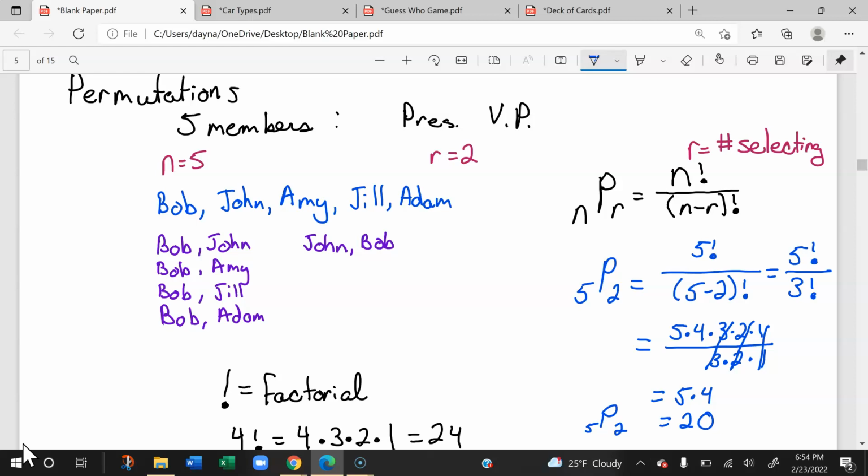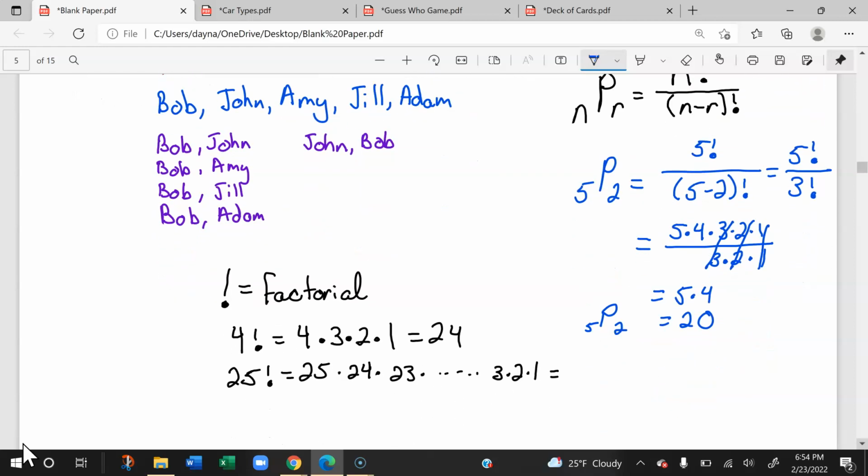Which, if you kind of notice, with Bob being president, there were 4 options. And I would do that for all 5 individuals, which would give me 20. I want you to practice some permutation computations, and then let me know if you have questions, okay?